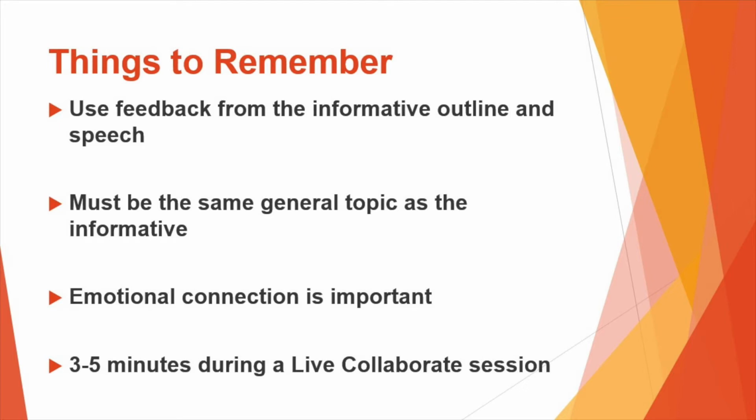Some things to remember about the persuasive speech. You need to use the feedback that was given to you in the informative outline and the speech. When you're doing this, make sure you're not making the same errors over and over. Also, you're going to use the same general topic as the informative speech. So if you talked about animals in your informative speech, you're going to need to talk about animals in your persuasive speech. However, you have a lot of freedom about how you make that work.